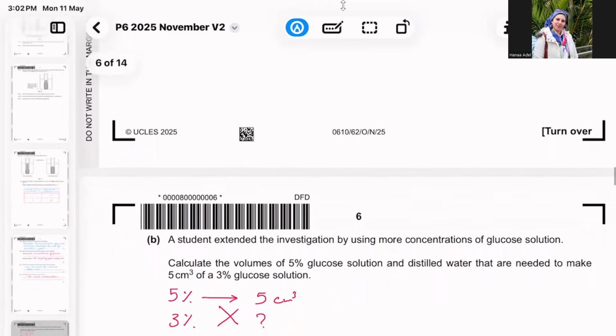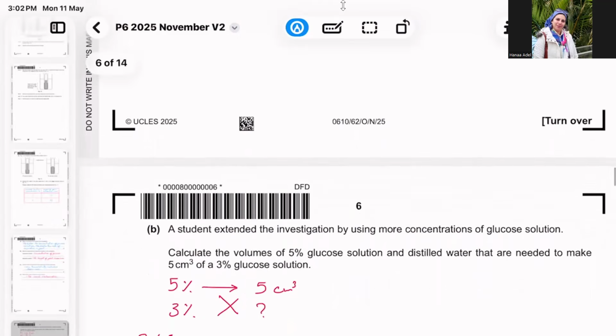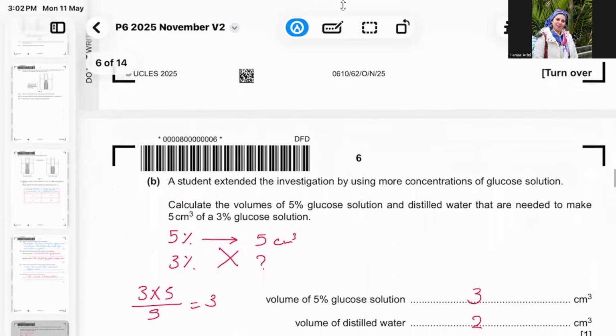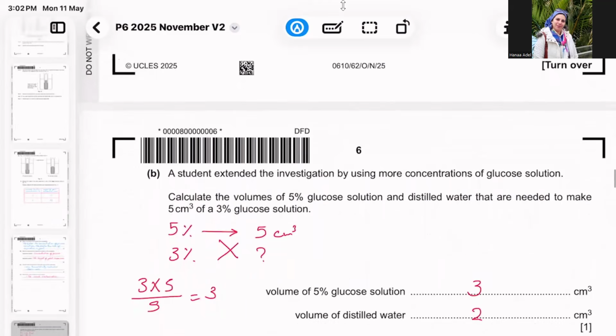So we will make a cross multiplication. So 3 multiplied by 5 divided by 5, which is equal to 3 cubic centimeter of glucose solution. And we have to then add it to make 5. So we will add 2 cubic centimeter of distilled water.